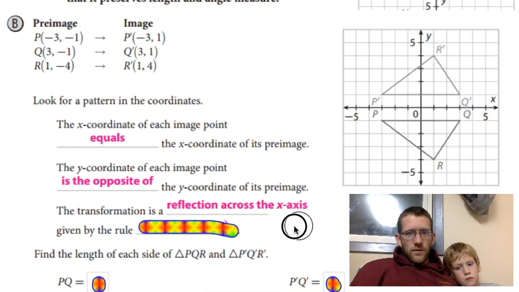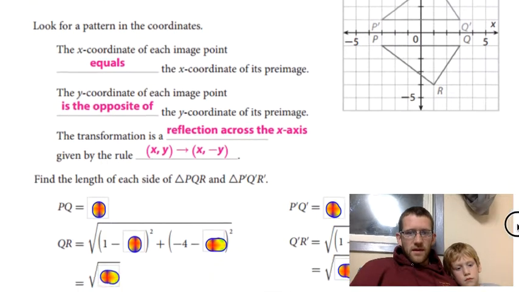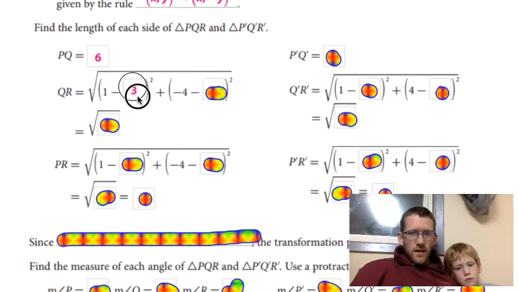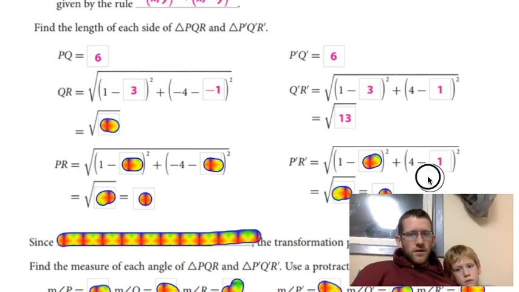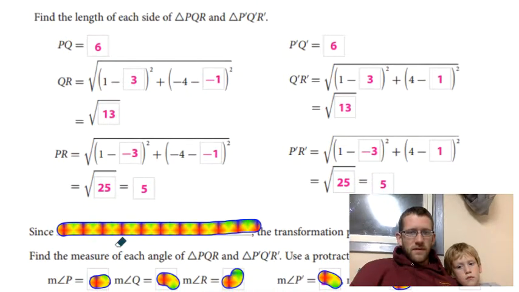We can figure out the rule is (x, y) becomes (x, -y), and then we can confirm the length and angle measurements. And I'll just give you all these fill in the blank things. You don't really have to fill this in. I don't grade you on taking notes, but it may help you to test yourself and then confirm later.